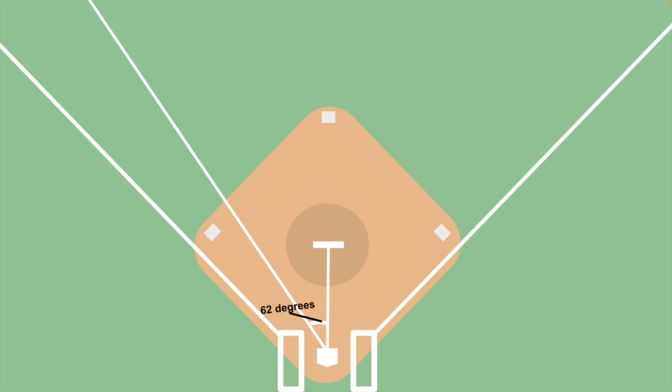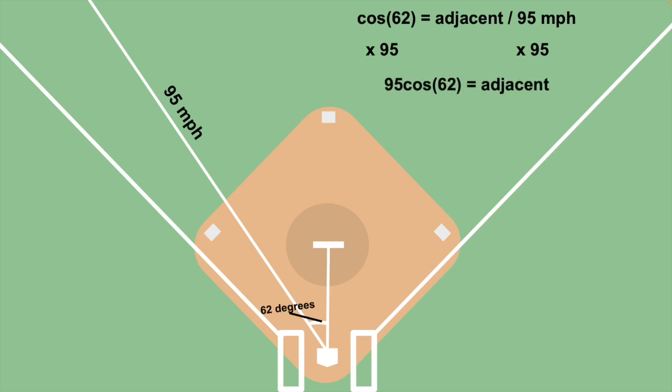Next, let's solve for the adjacent side of the pitch velocity. For this, we need to use the equation cosine theta equals adjacent over hypotenuse. So now we can insert the values. The new equation would be cosine 62 equals adjacent over 95 miles per hour, with the hypotenuse being the exit velocity. We can then multiply both sides of the equation by 95 to get 95 cosine 62 equals adjacent, which simplifies to about 45 miles per hour in the negative direction.